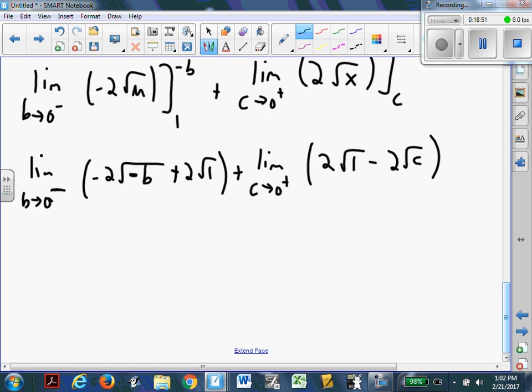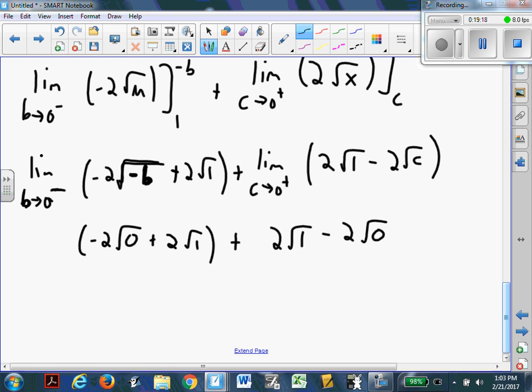And you'll notice that this negative b here is important because b is approaching 0 from the left, meaning all of the values of b are going to be negative. So when I plug in a value for b, I get negative, and negative negative is positive, which means the square root of a positive number, and that exists, which is good. So as b approaches 0, this becomes negative 2 rad 0 plus 2 rad 1, and this becomes plus 2 rad 1 minus 2 rad 0. So this is 0 plus 2 plus 2 minus 0, or 4. So that was a little involved, but the answer turns out to be 4.